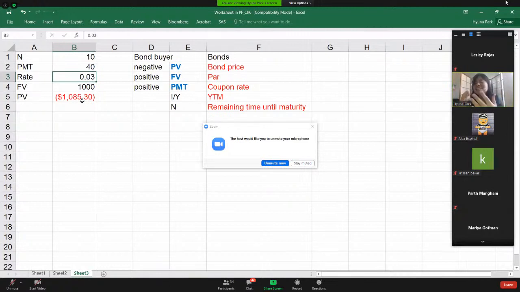So yield is the market interest rate that fluctuates every minute, every second. And that's how bond price fluctuates when the market rate, yield to maturity, changes. So that's why it's so important. Yield is the discount rate, which is changing. Coupon rate is not changing. That's not the discount rate. That's fixed.